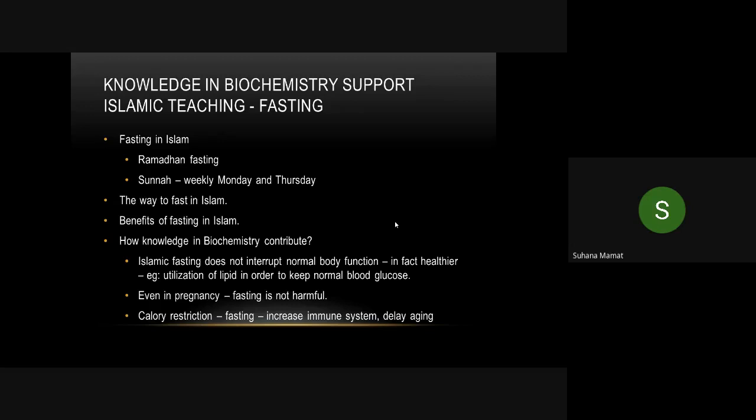Even in pregnancy, fasting is not harmful. There are some scientific studies, as I mentioned to you in the previous lecture about calorie restriction, that show that fasting can increase the immune system, which leads to a delay in aging.